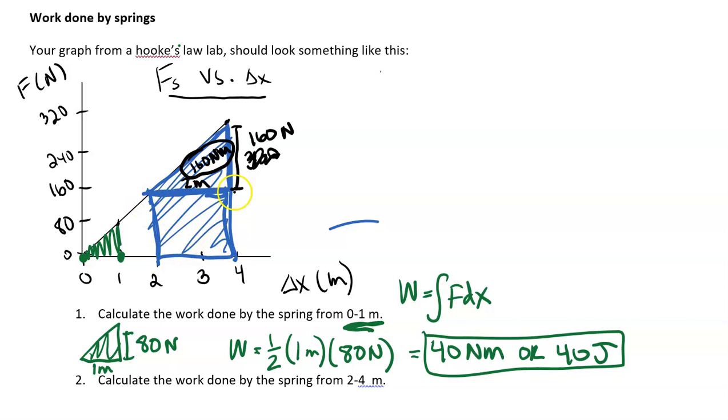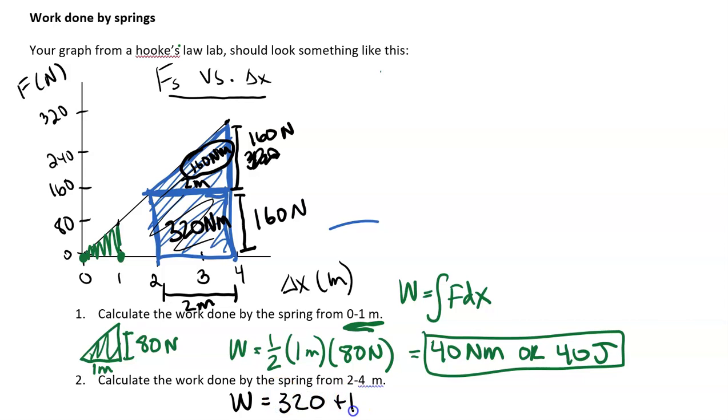Now let's look at the bottom rectangle. We know the height of this rectangle happens to be 160 newtons. The base is going to be 2 meters. So the area is base times height, which is 320 newton meters, or 320 joules. So now let's just add it all up. We know work is going to be the sum of all that area. So that's going to be 320 plus 160, which will give us 480 newton meters.